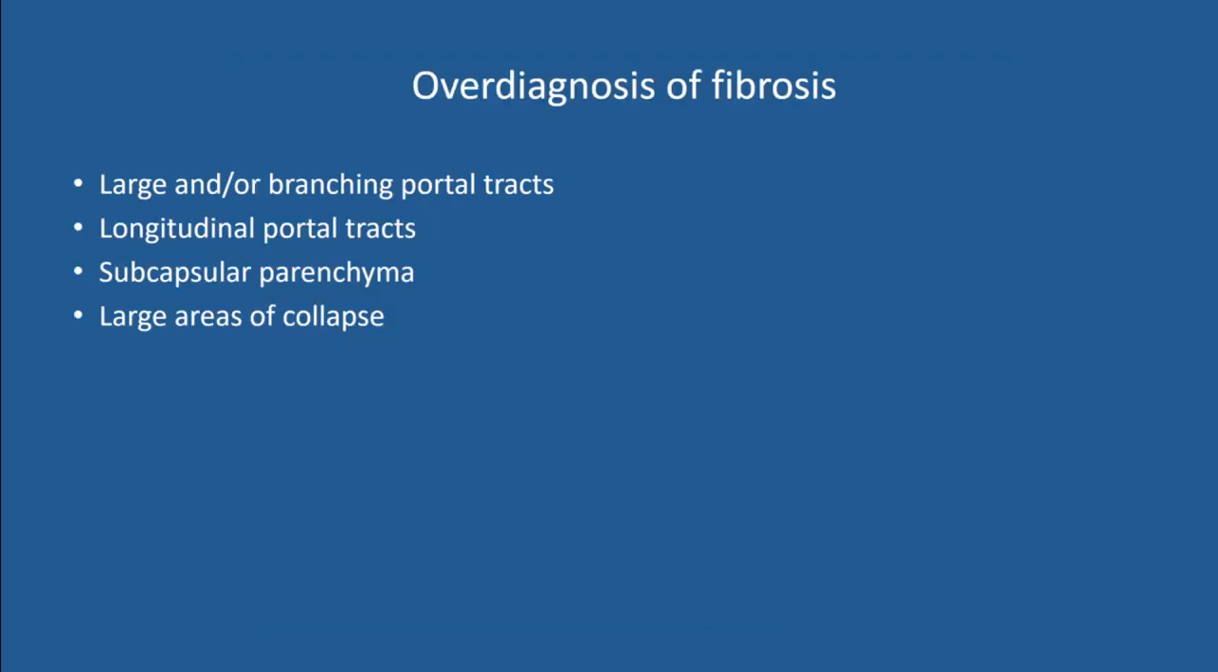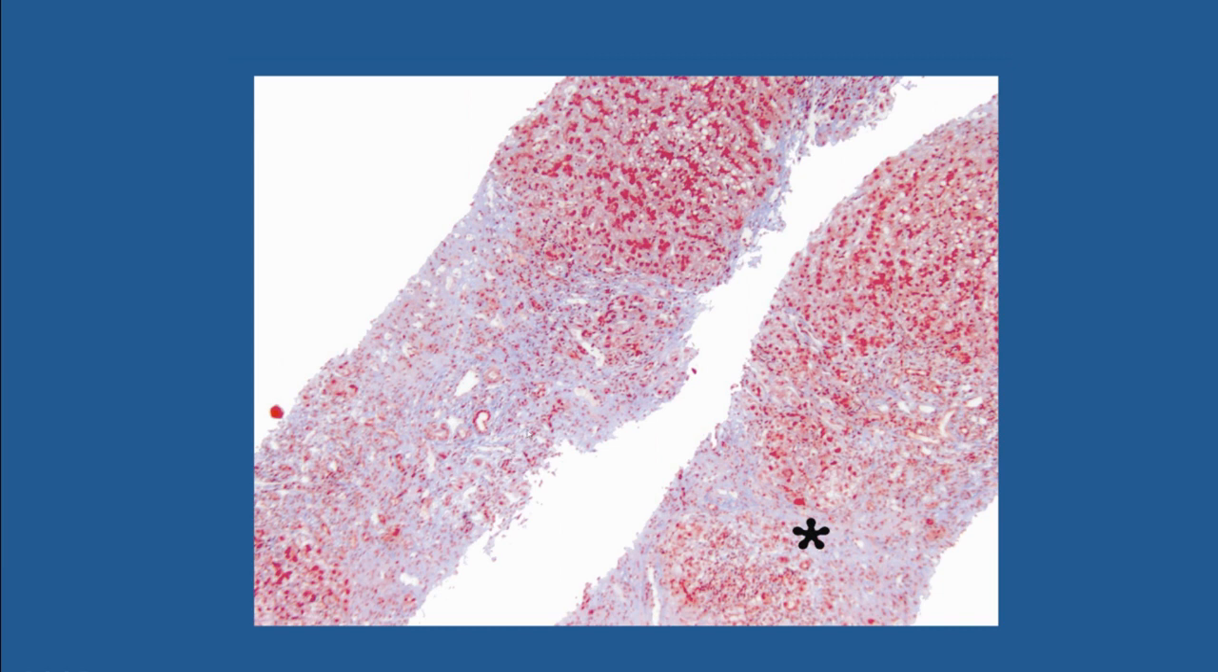The other trap for overdiagnosis of fibrosis is large areas of collapse. So here we have a biopsy, and this usually occurs with autoimmune hepatitis or with drug-induced liver injury, where you might have large areas of parenchymal collapse and extinction. So here's a portal tract. There's another portal tract possibly over here, and everything in between seems to have disappeared. And this is what we call parenchymal collapse or extinction.